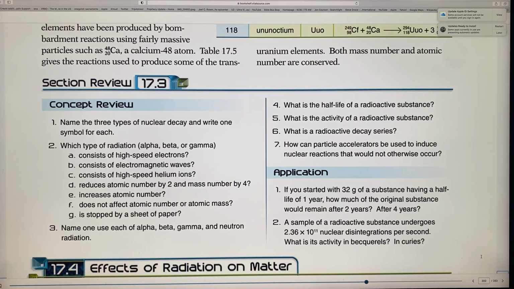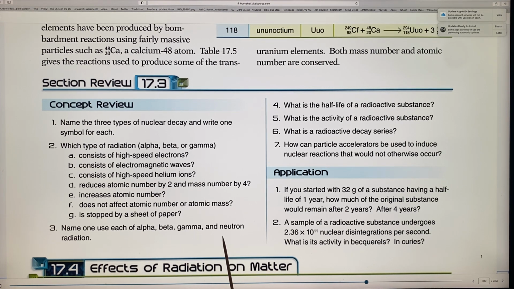So that was easy. Name one use for each of alpha, beta, gamma and neutron radiations. So remember alpha? I would remember the smoke detector. The alpha particles are big, and when the smoke comes in and blocks them, it goes off. So I would say a smoke detector would be a good one. Beta, those watches that light up, was one. Gamma rays, they can use it for PET scans too. They treat cancer with gamma rays.